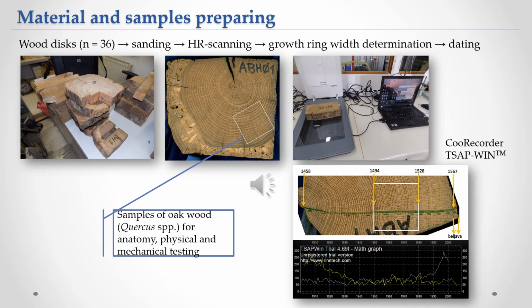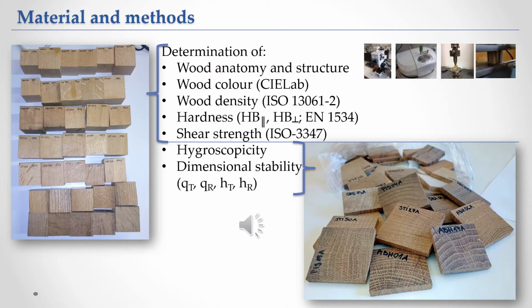Wood discs were sanded and high-resolution scanned. Afterwards, we continued with the growth ring width determination and dating using the CoRecorder and ZAP programs. Then we made the characterization of anatomy and structure, color, wood density, hardness, shear strength, hygroscopicity, and dimensional stability.